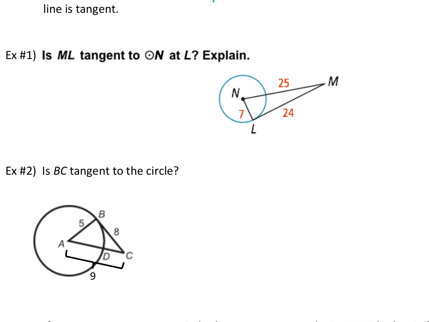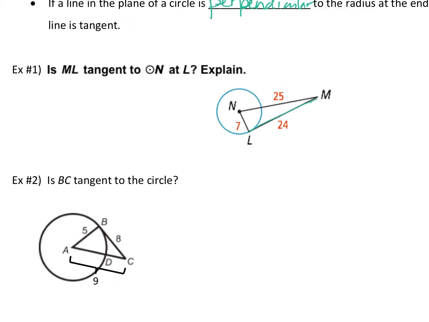This says, is ML, so is this line tangent to N at L? Explain. Here's the thing. You cannot look at that and go, yep, looks tangent, we're good, move on. That doesn't work, okay? You need proof. How do you prove that this is tangent? It does connect, but how do we tell that for sure it's going through one point? No, there's a relationship.